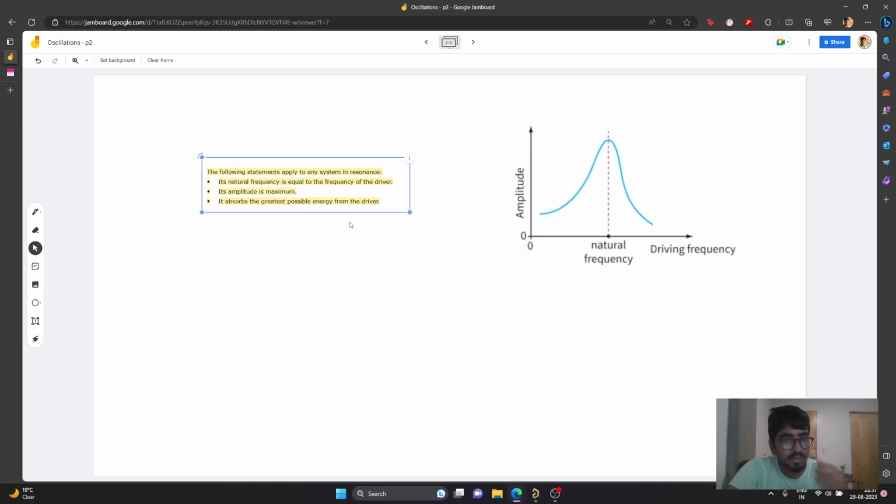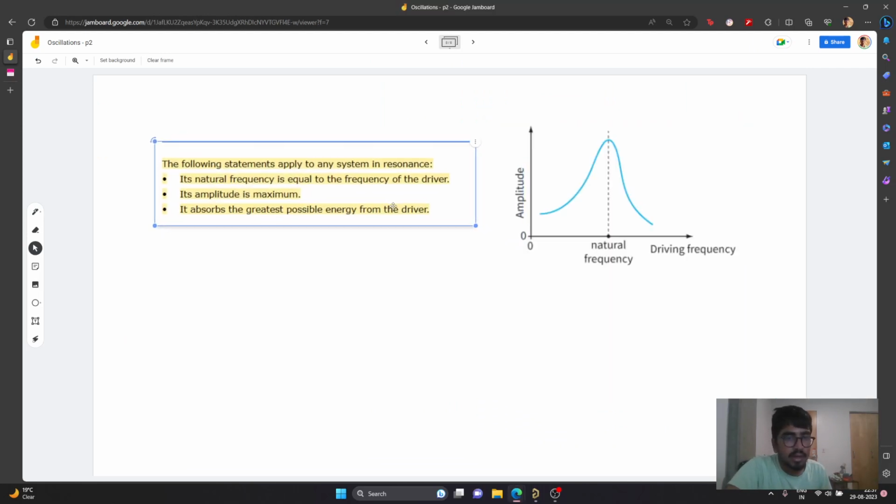So this is the concept of resonance, right? They are saying that the natural frequency of the system must be equal to the frequency of the driver, as we talked about. Then the amplitude grows, and at this point it absorbs the maximum energy from the driver. You can imagine that if you're pushing at the wrong time on the swing, sometimes you're pushing and sometimes your hand feels the swing.